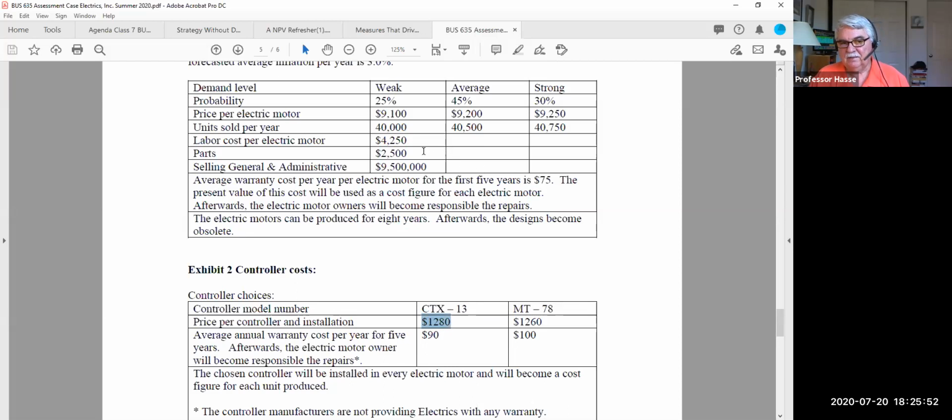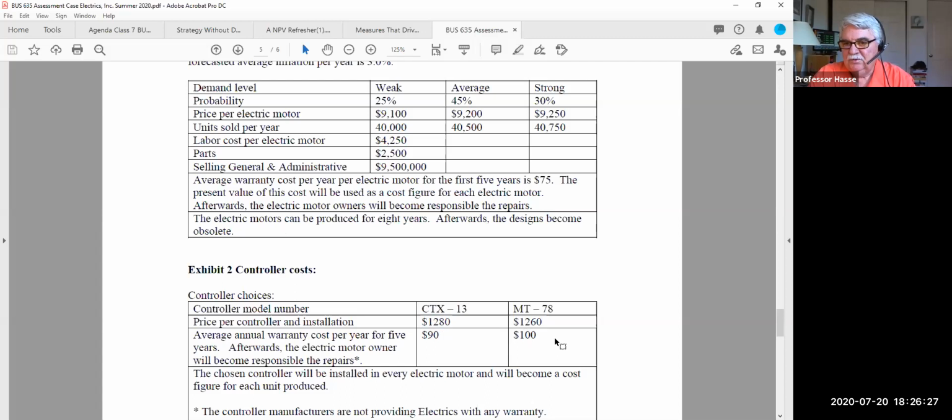$75 a year on the motor, $90 a year for this controller, $100 a year for this controller. But the warranty is for 5 years at $75 a year, $90 a year, $100 a year. Why? Because if I'm a customer of Electrics Incorporated and I purchase this motor, I have a 5-year warranty.